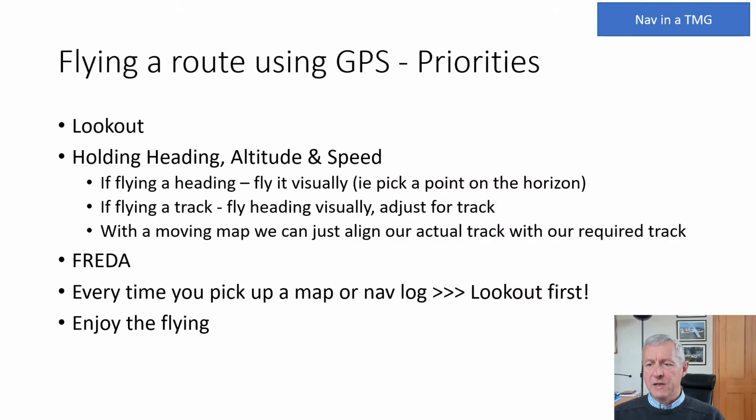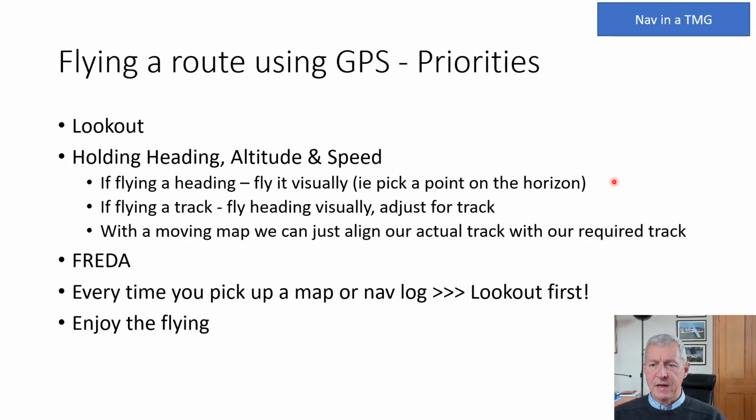So back to the thing that we're normally doing, which is flying the route using GPS. What are the priorities? Well, the first priority is lookout. We manage our workload so that most of the time, just like in a glider, we're looking out. After that, we're holding heading, altitude, and speed.